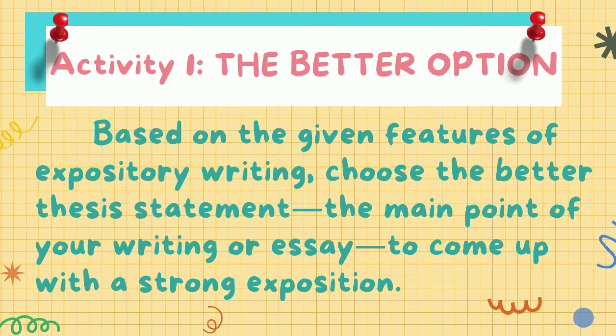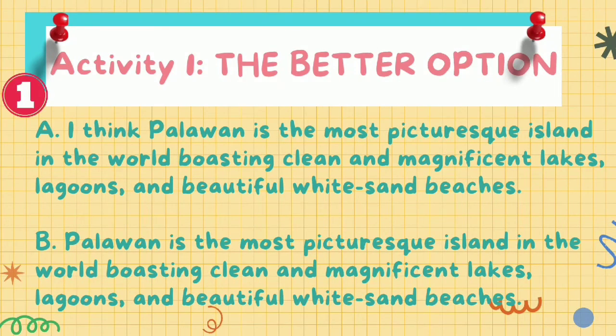Now, let us proceed with the next activity entitled The Better Option. In this activity, you are going to read and analyze the choices to come up with a better exposition. Number 1. Letter A. I think Palawan is the most picturesque island in the world, boasting clean and magnificent lakes, lagoons, and beautiful white sand beaches. Letter B. Palawan is the most picturesque island in the world, boasting clean and magnificent lakes, lagoons, and beautiful white sand beaches.